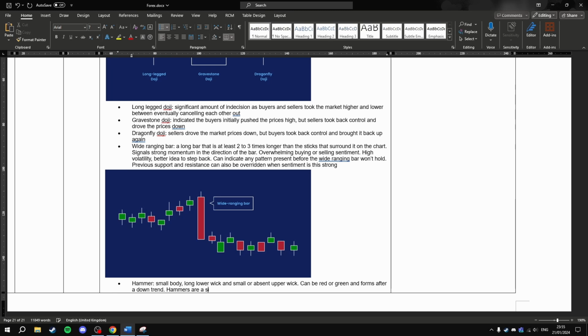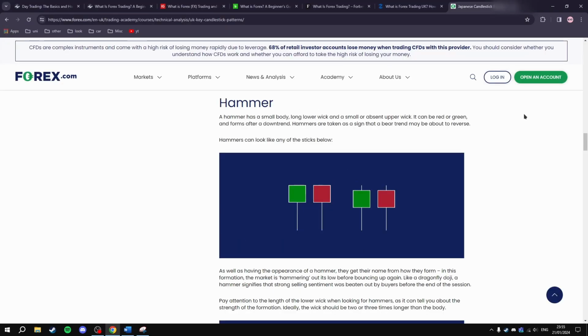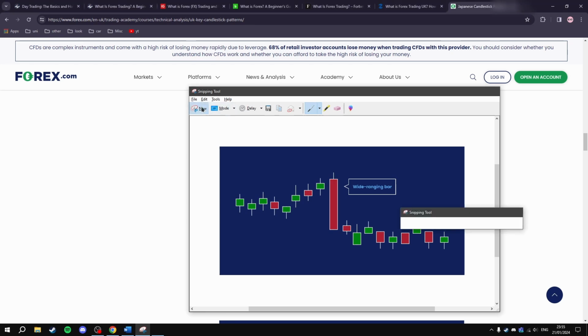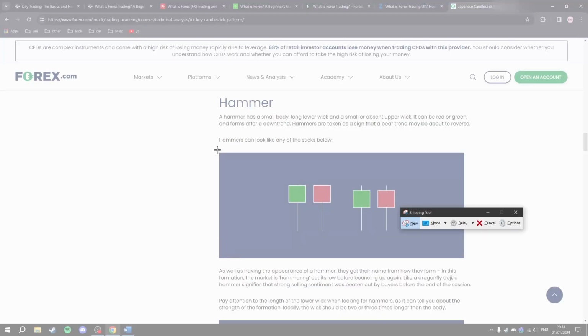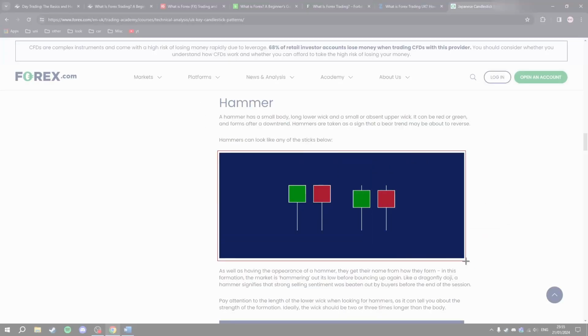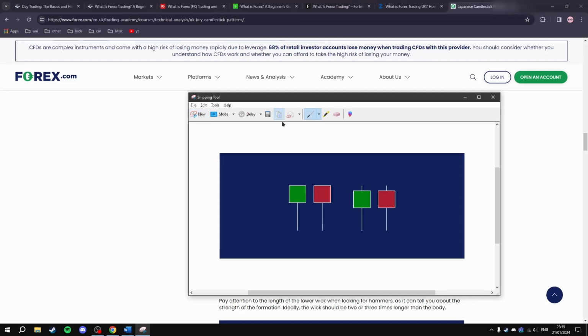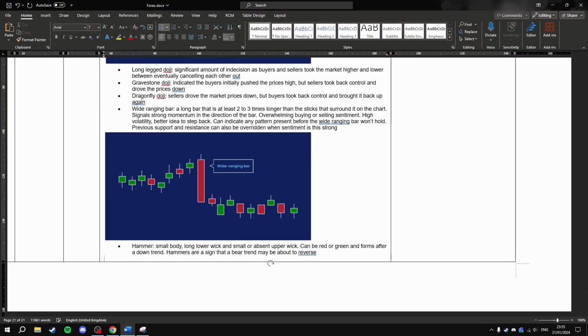Hammers are a sign that a bear trend may be about to reverse. Hammers can look like any of the sticks below. So let's do that.